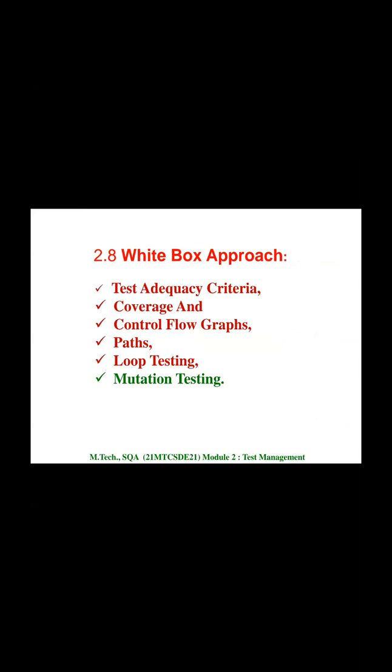So far we discussed code coverage, line coverage, decision coverage, branch coverage, multiple decision coverage, path coverage, all those things. Then we discussed control flow graphs. Then we discussed path testing, basis path testing and loop testing methods. The last topic is mutation testing.